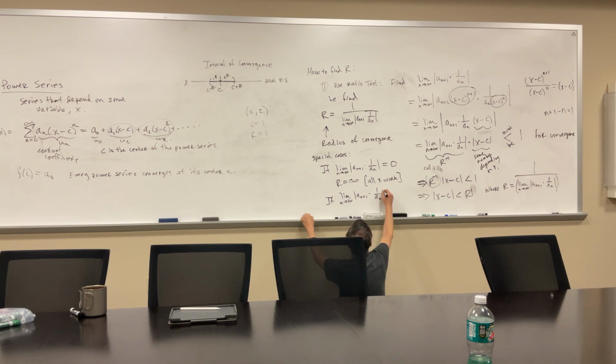If that limit is infinity, what do you think r is? Let me write this up. If this equals infinity, what do you think 1 over this is? 0, exactly. That means you can't move away. It doesn't converge for anything except the center. Then the radius of convergence is 0, and it only converges at the center. Cool.